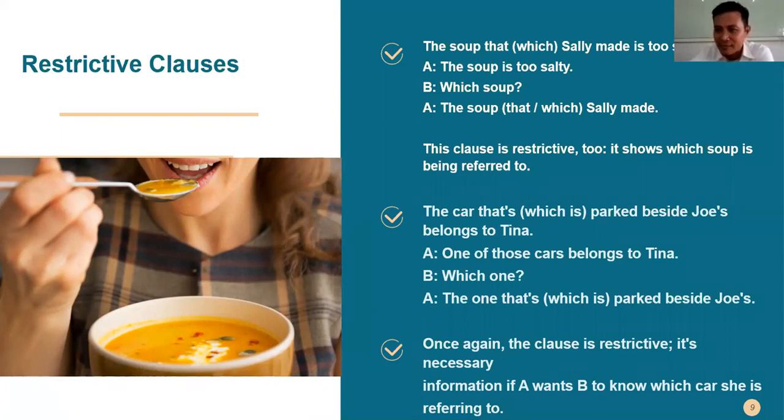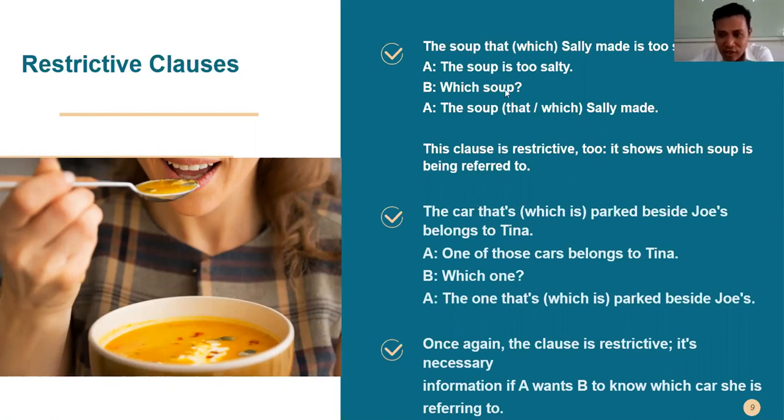Next. The car that, or you can say which, is parked beside Joe's belongs to Tina. So we are using passive here. The car that is, or which is, parked beside Joe's car belongs to Tina. The elaboration is that one of those cars belongs to Tina. There are many cars parked there, but which one is Tina's car? The one that is parked beside Joe's.